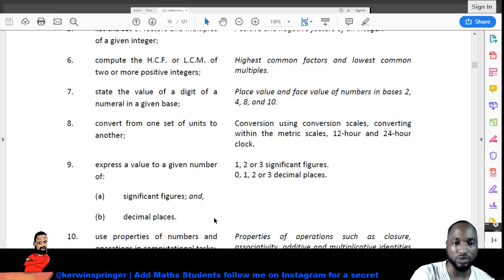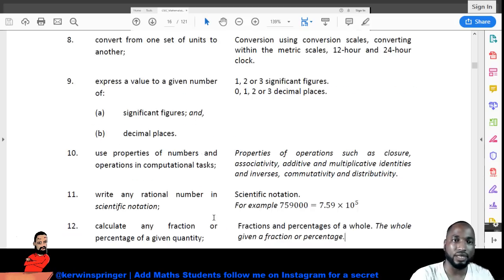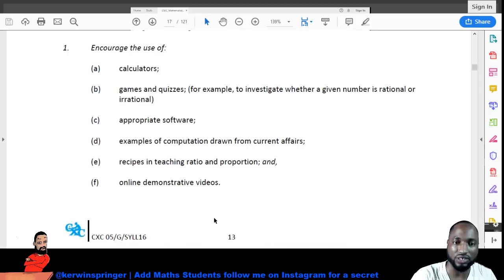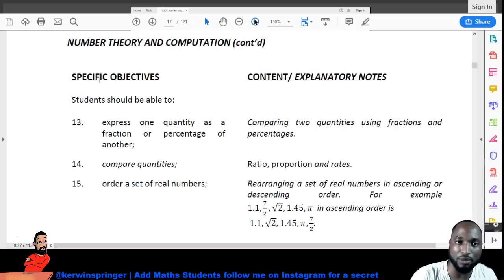So, okay, using properties of numbers and operations in computational tasks, calculate any fraction. So that's about it there. You're basically looking at fractions, percentages, decimals, everything involved in that. That's what number theory and computation is really about.